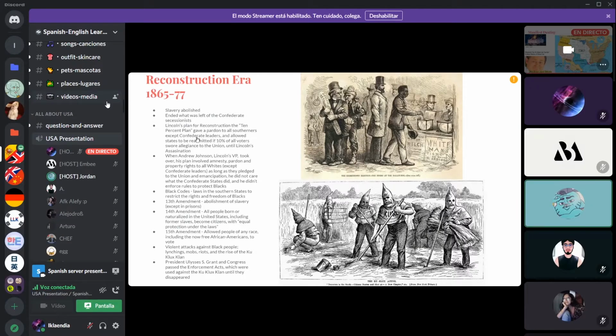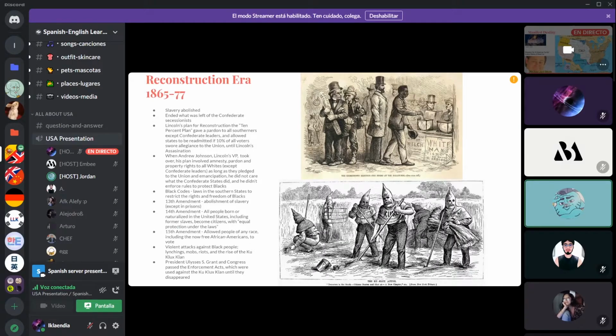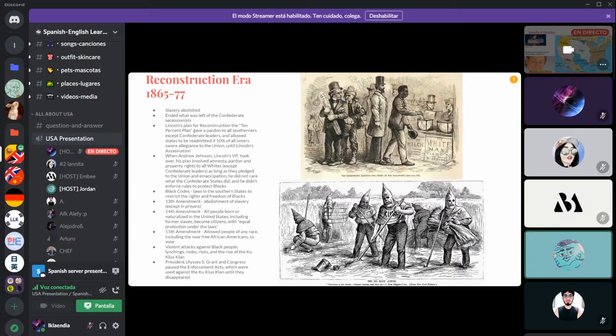So slavery was abolished. The Confederate States who were fighting against the Union, Lincoln made a plan. Abraham Lincoln was the president at the time. He made a plan to bring them back into the Union, and it was called the 10% Plan. Unfortunately, he died. So Andrew Johnson, his vice president, took over, and his plan involved essentially giving every Confederate state free pardons, meaning they could come back into the Union immediately as long as they said, I support the Union and I support emancipation. As long as they did that, then they could be states, which was much more relaxed than Lincoln's plan.